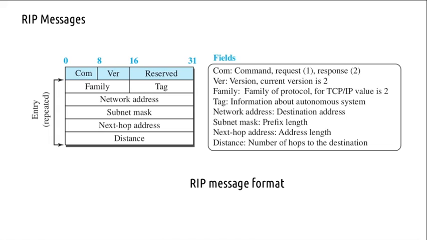If you see, this is the command field. It's a request or a response, 1 or 2. Then the version is RIPv2, version 2, family, TCP IP. So you are using the TCP IP protocol, that's why the version is 2. Then the tag carries information about the ASN number and so on. Network address is the destination address. Then the subnet mask. We'll come back to this.